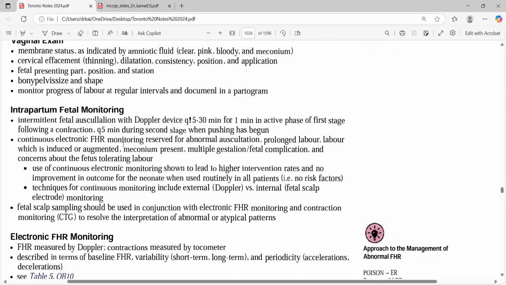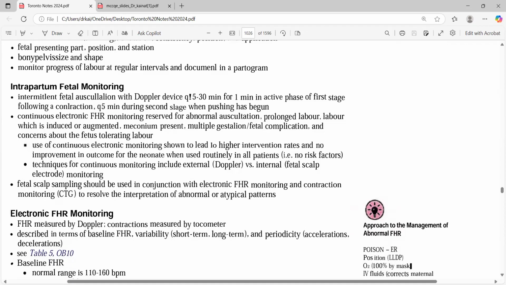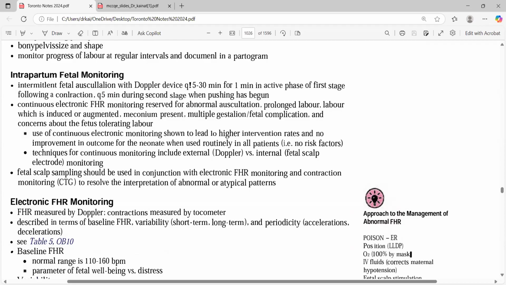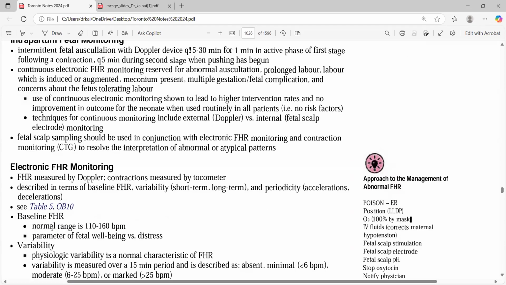The continuation of fetal heart rate checking is for induced augmentation, meconium present, multiple gestation, use of continuous electronic monitoring. Then the technique for continuous monitoring is external Doppler or internal fetal monitoring, checking for bradycardia, acceleration, deceleration. Fetal scalp monitoring should be used in conjunction with electronic fetal heart rate monitoring and contraction monitoring. The electronic fetal heart rate is measured by the Doppler, contractions by the tocometer. The baseline fetal heart rate normal range is 110 to 160 BPM.